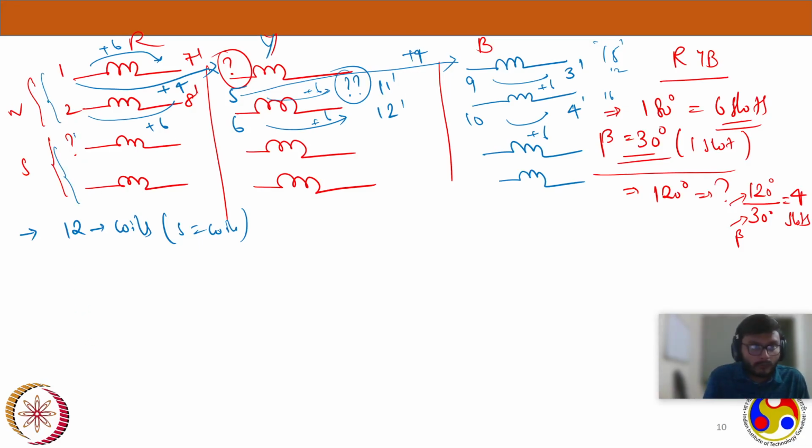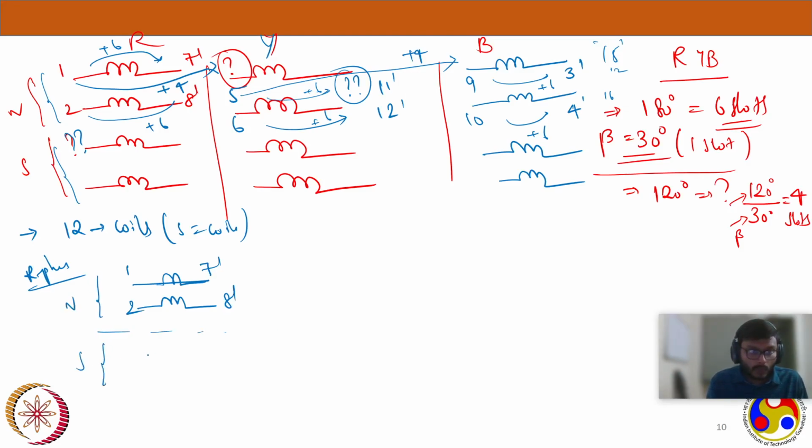Now let's look at what this number should be. Let's take R phase here first. This is 1 7 dash, then this is 2 and 8 dash. So these are under the north pole. Now coming under the south pole, what is this number? We know that the next two coils we are placing under the south pole, and the coil span will be 180 degrees.